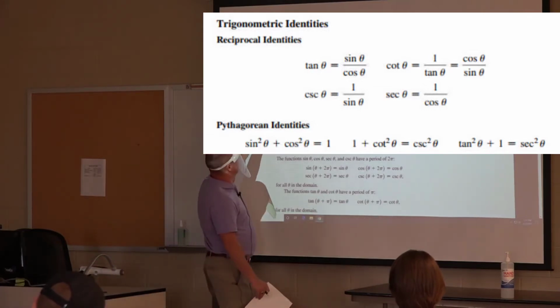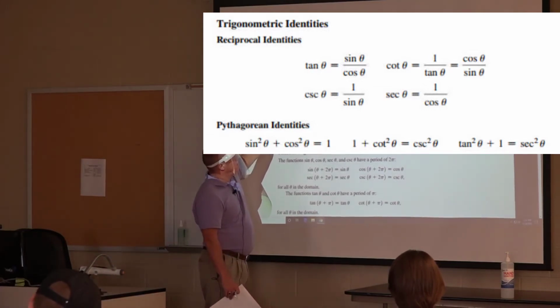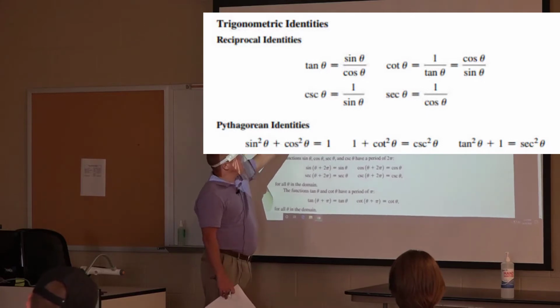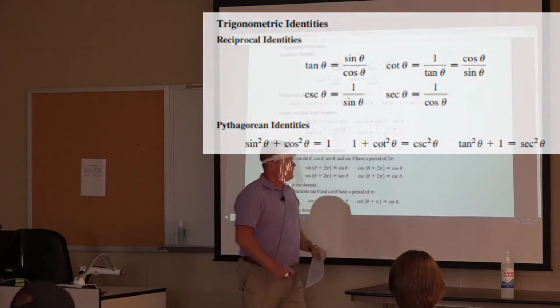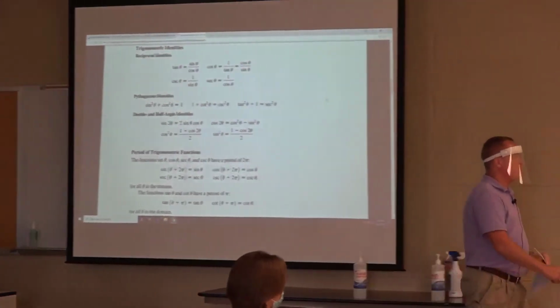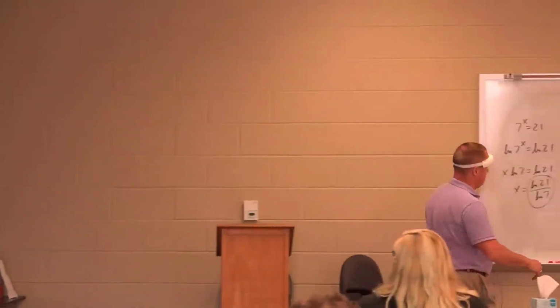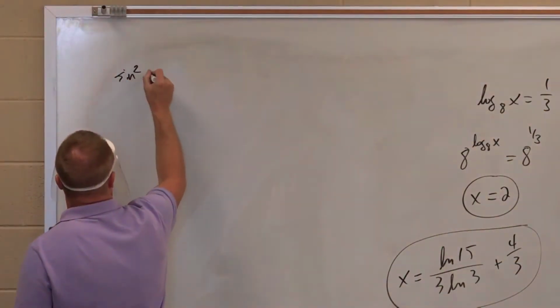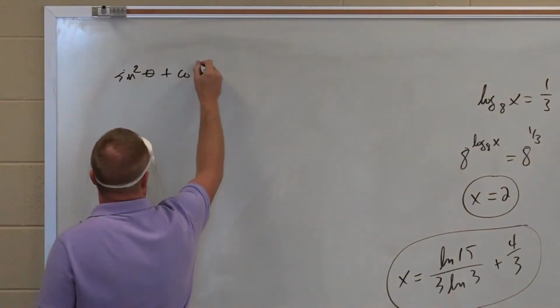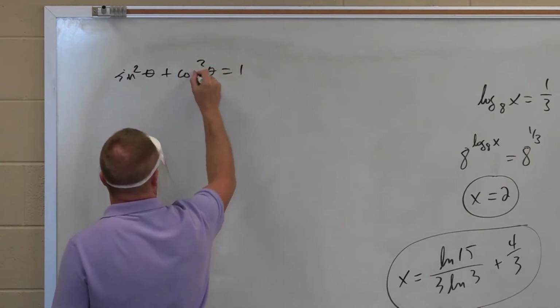Pythagorean identities, need to remember those. Those pop up a lot. Sine squared plus cosine squared equals 1. Usually you can remember that one. If you cannot remember the other ones, if you remember that one, you can get the other ones. All you have to do: sine squared plus cosine squared equals 1.